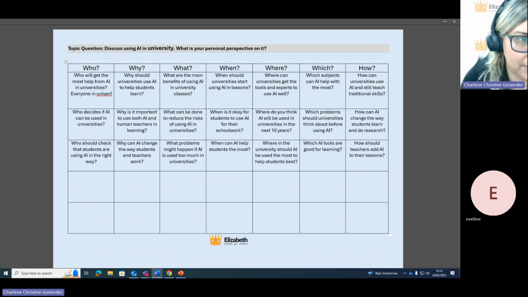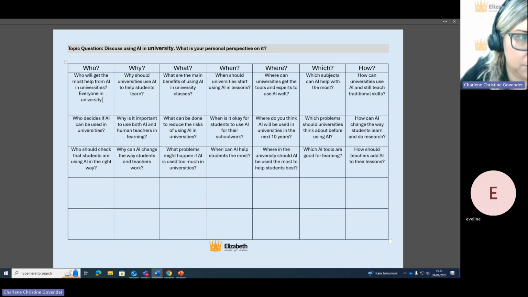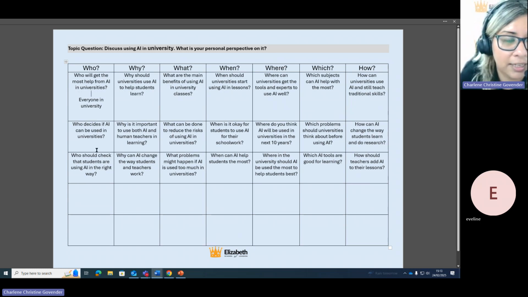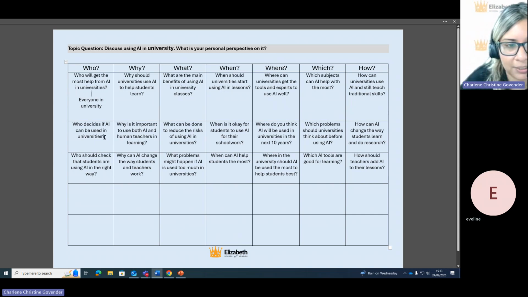Okay, so we basically are saying everyone in university will be using it. And that is true to a certain extent because AI is used by lecturers, it's used by students, and it's used definitely by staff. Now, the next question's a bit interesting, okay? So, who decides if AI can be used in universities? Who do you think's making that decision?